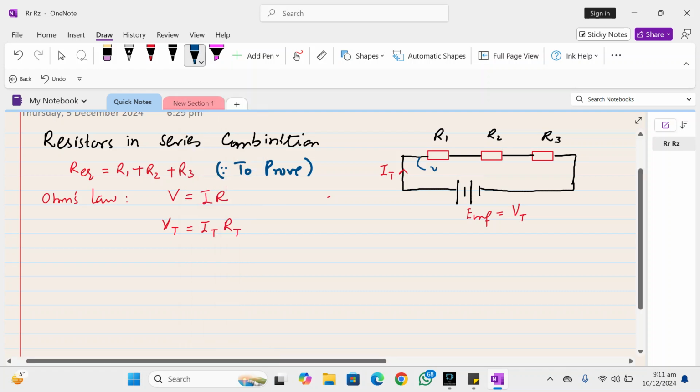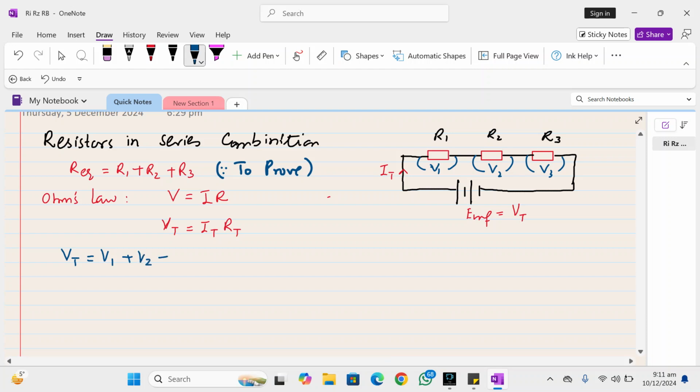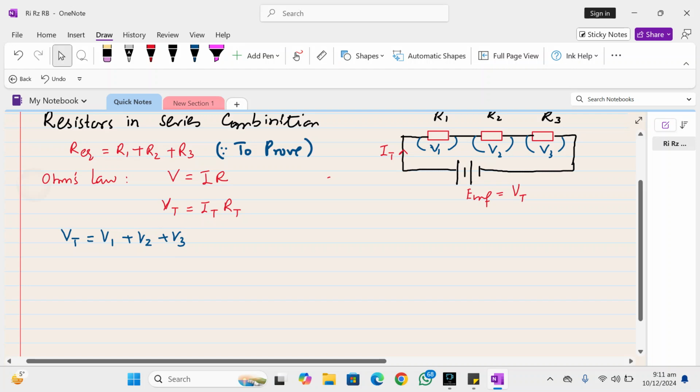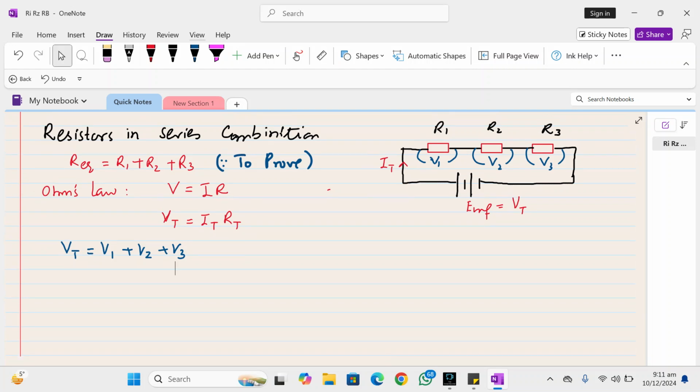this is V1, V2, V3. These are the voltages across the respective resistors. So we would simply say, we know in a series circuit the total voltage is equal to the sum of the voltages across each and every resistor. So V1 plus V2 plus V3 is equal to the total voltage.